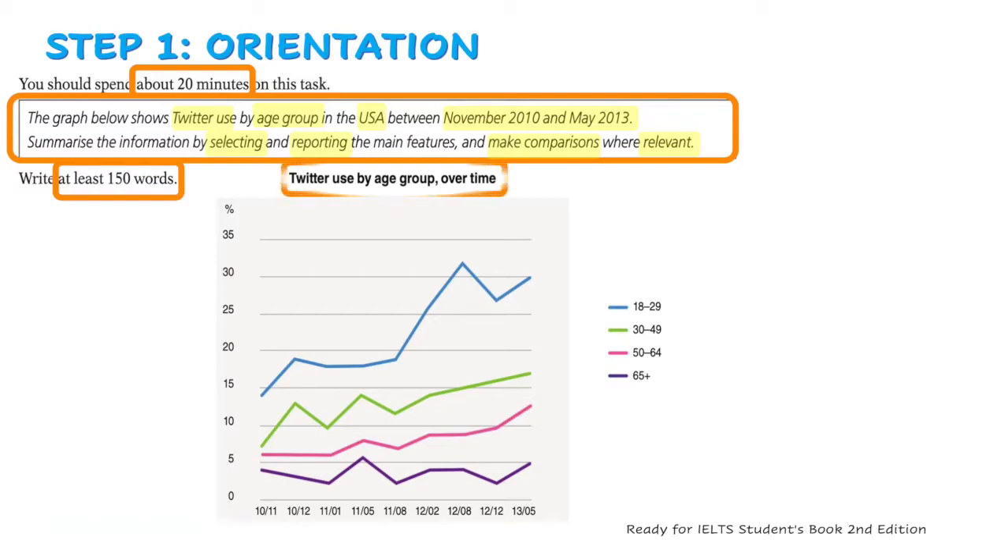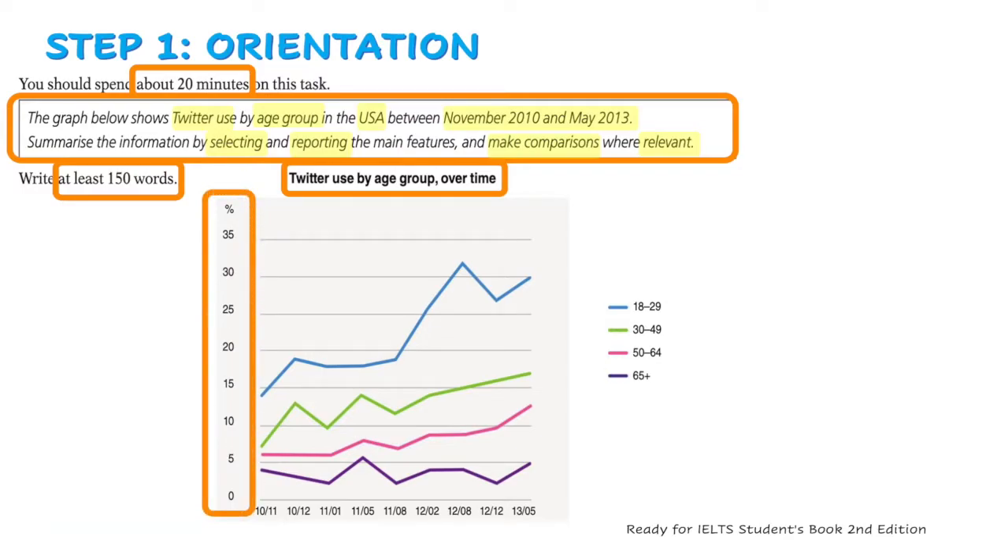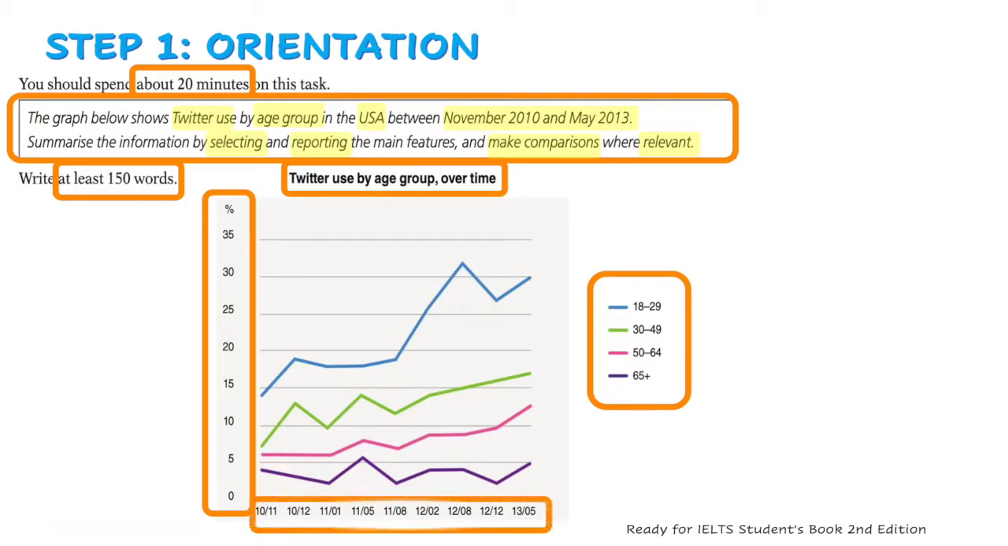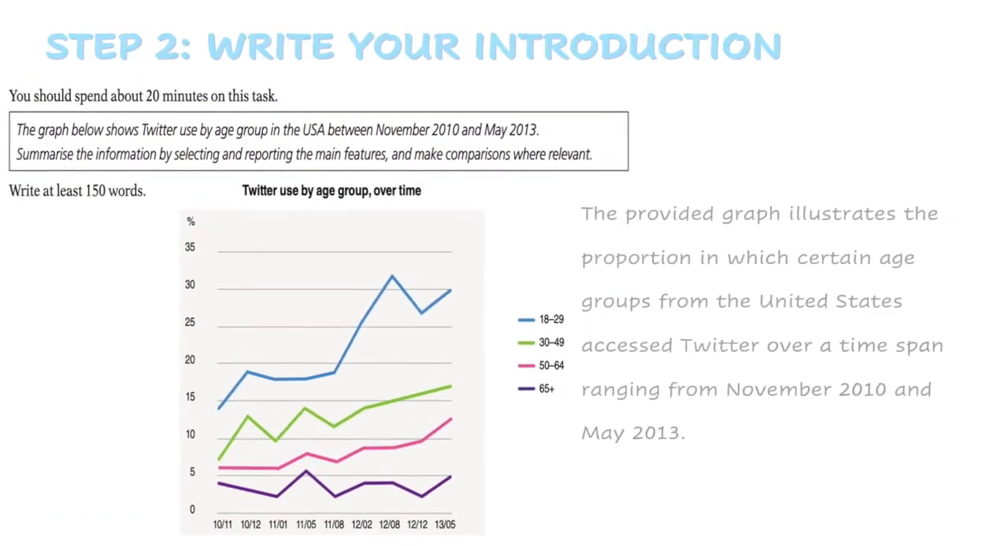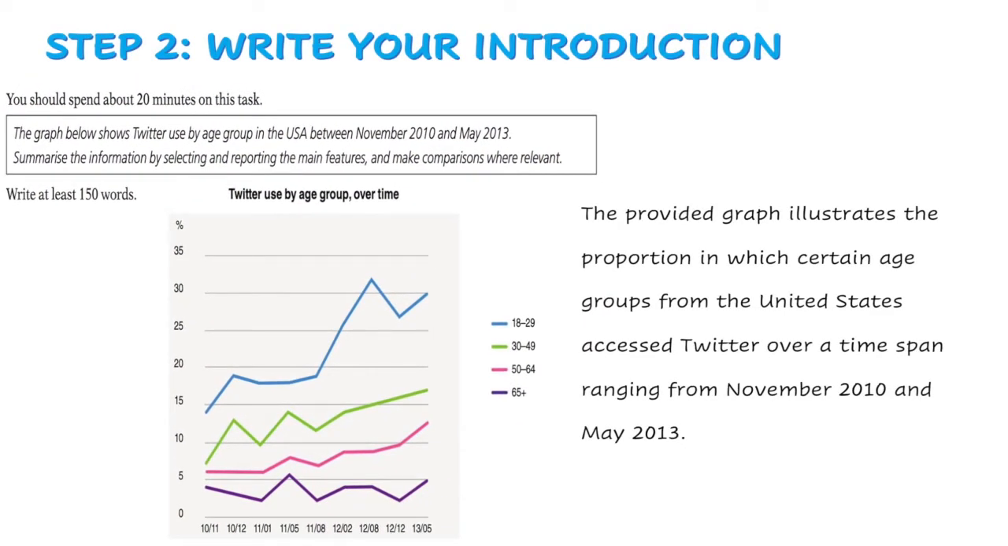Finally, I look at the data, I look at the title, which is relevant, and at the vertical, showing the percentage of users in this case, the actual data, the age groups that I'm looking at, and of course the horizontal, which gives me, in this case, the timeline. Now, the next step would be to start writing my intro, so to summarize the data, in other words.